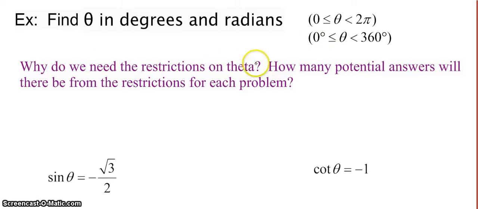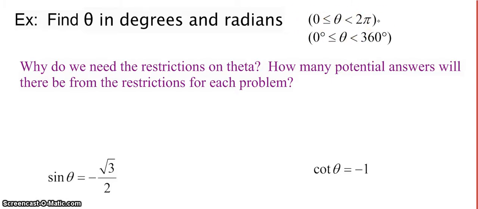So why do we need the restrictions on theta, and how many potential answers will there be from the restrictions for each problem? Good questions, I'm glad you asked. So we need the restrictions for the same reason we had the restrictions before, otherwise there would be an infinite amount of answers, right? Because of coterminal angles. Now, one thing I want to point out with that is, notice, and I emphasize this, we are not including the 2 pi, but we are including the 0. Why is that? Good question. We are including the 0, but not the 2 pi, because those are coterminal angles. So we want to be able to include everything, but not the same angle.